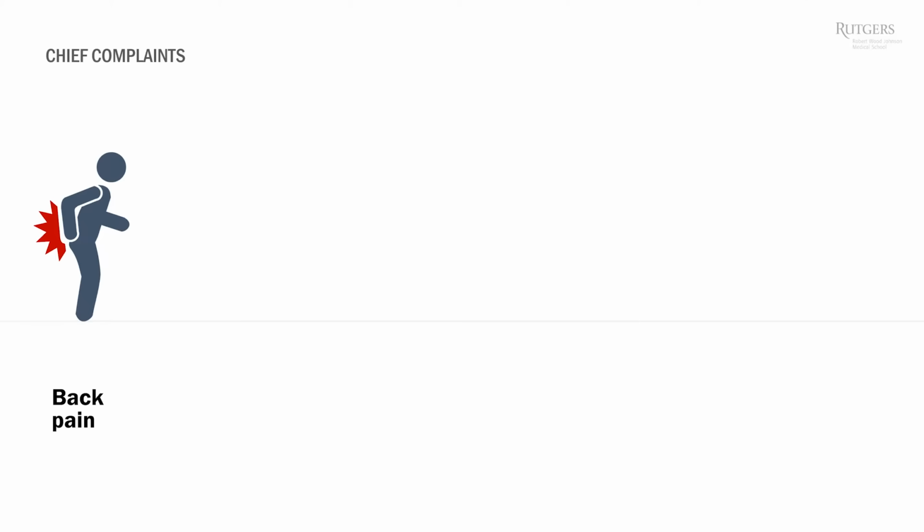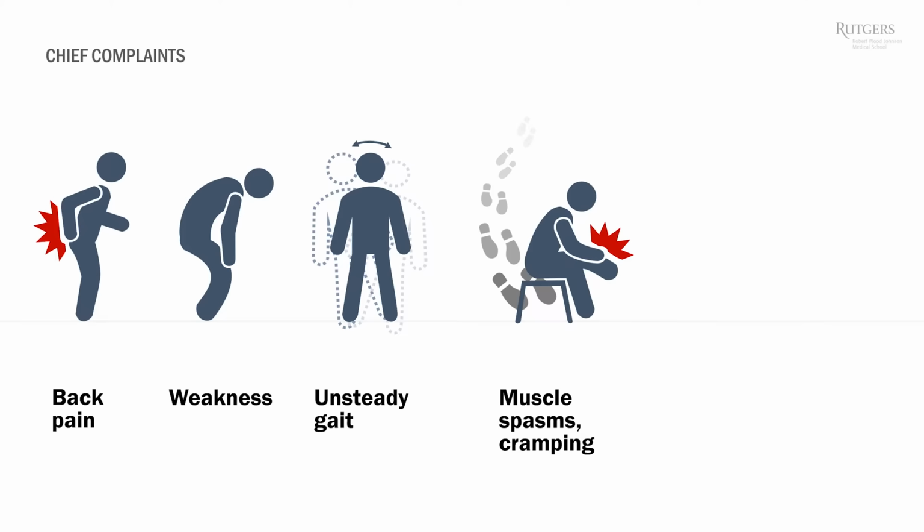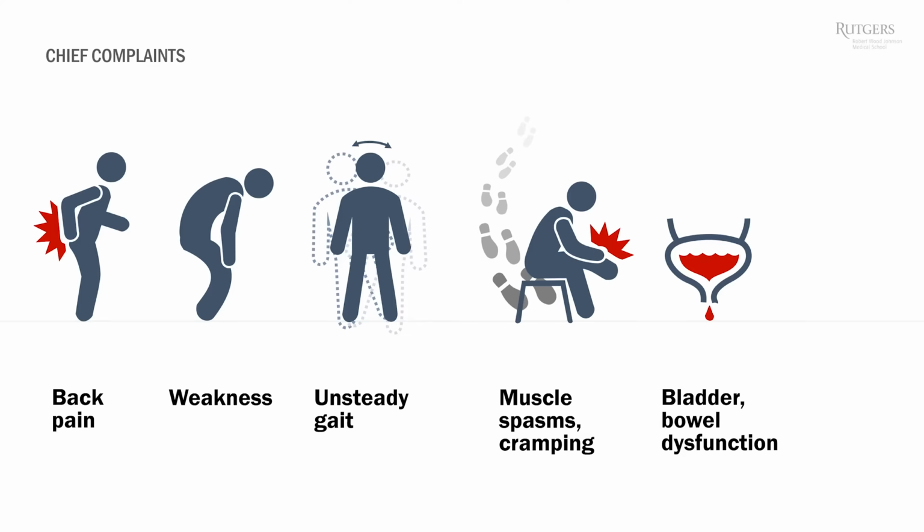Weakness is common, and the extent of arm-leg involvement depends on the level of the cord lesion. Unsteady gait can be caused by weakness, disturbed position sense, or damage to descending cerebellar pathways. A person with a spinal cord lesion may develop pain and cramping in the calves after walking even short distances. This phenomenon is called neurogenic claudication, usually gets better with rest. Bowel bladder dysfunction happens with damage to descending pathways or sacral fibers.